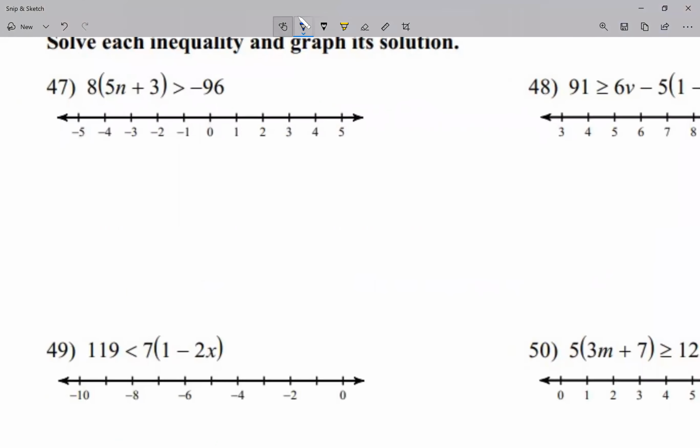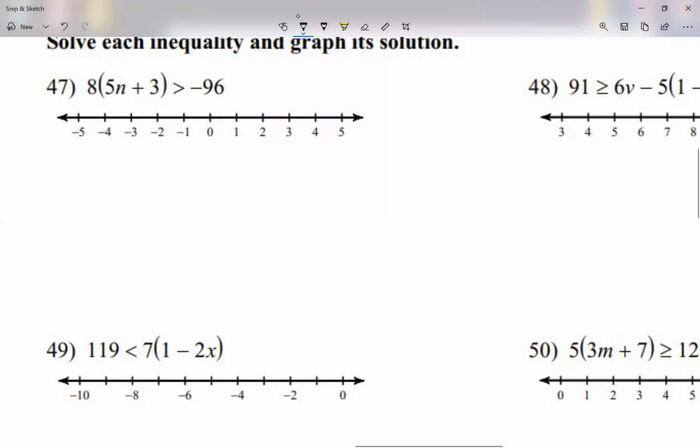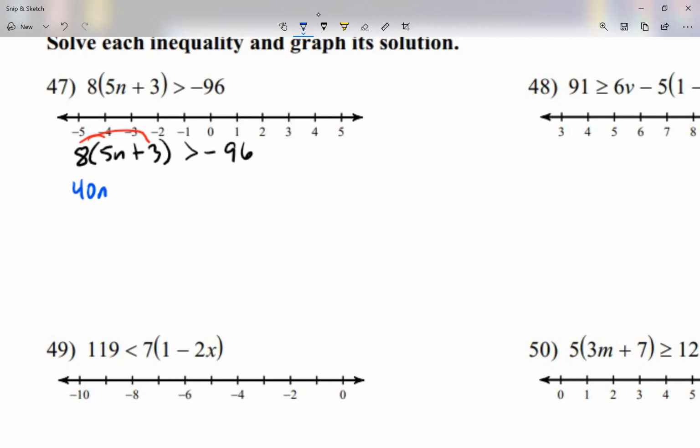What I'm going to do, let me just copy it down for the space here. So I have 8(5n + 3) is greater than 96. Okay. So just like yesterday, I have to get rid of parentheses. I'm going to multiply the 8 to the inside. So that's going to give me 40n + 24. It's greater than 96.